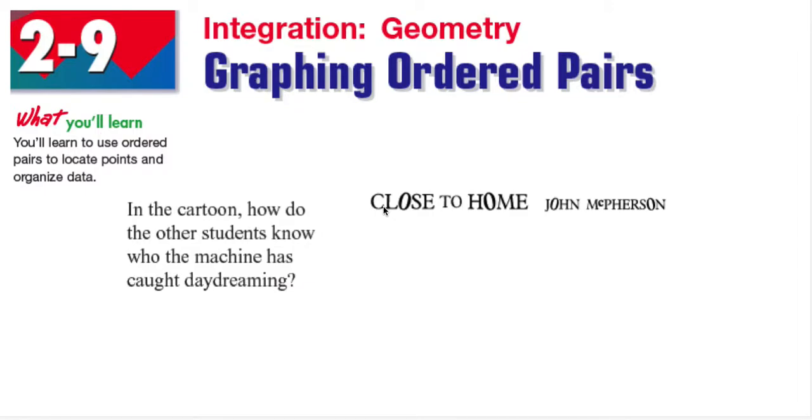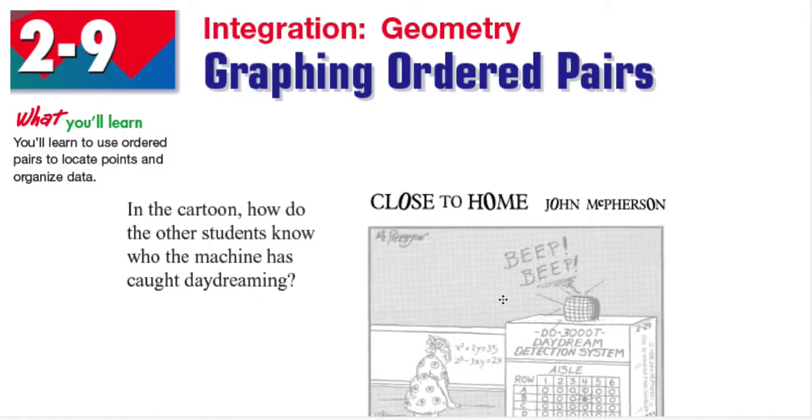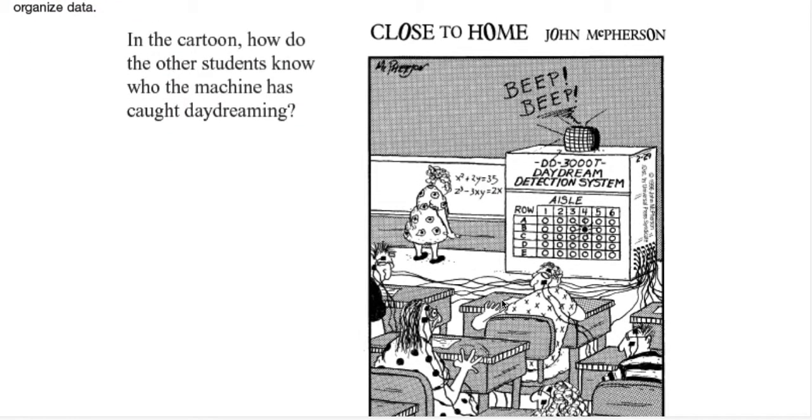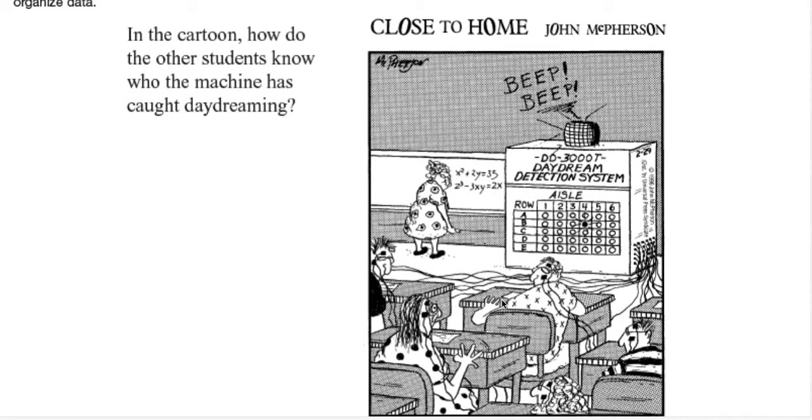2-9 graphing ordered pairs, and in this lesson you learn to use ordered pairs to locate points and organize data. Let's take a look at this cartoon. In the cartoon, how do the other students know who the machine has caught daydreaming?